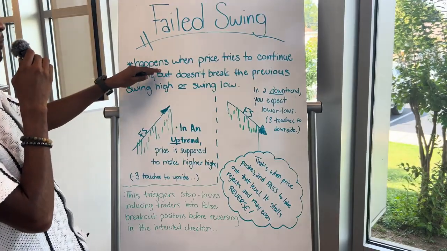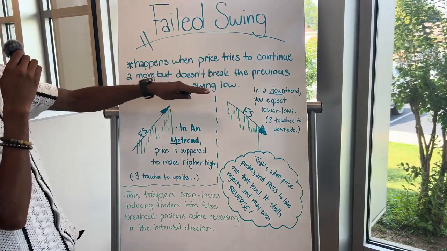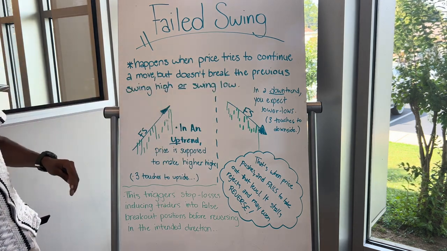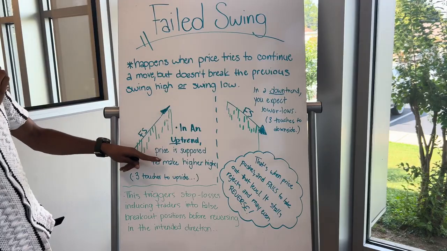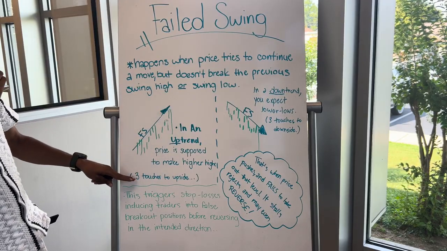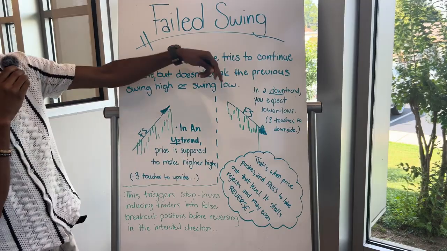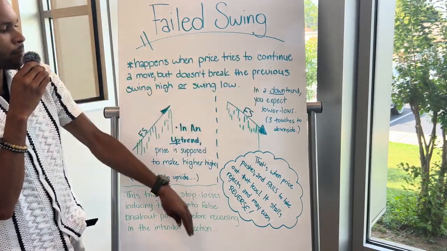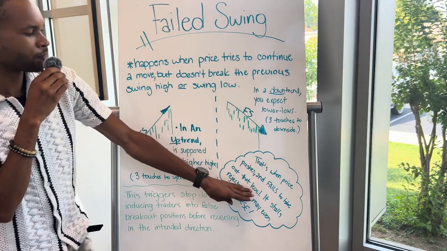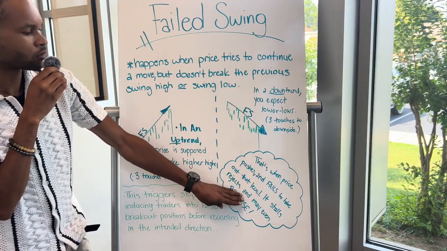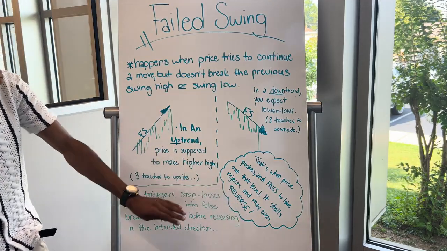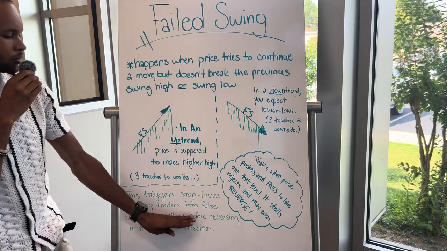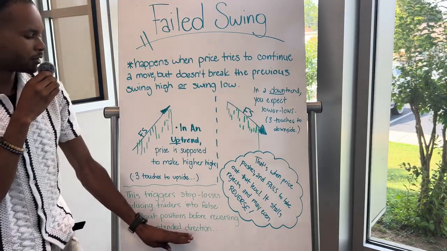A failed swing happens when price tries to continue a move but doesn't break the previous swing high or swing low. In this diagram here, we see an uptrend. In an uptrend, price is supposed to make higher highs, 3 touches to the upside. In a downtrend, you expect lower lows, 3 touches to the downside. That's when price pushes and fails to take out that level. It stalls, rejects, and may even reverse. This triggers stop losses, inducing traders into false breakout positions, reversing in the intended direction.